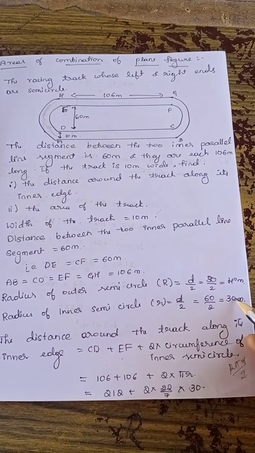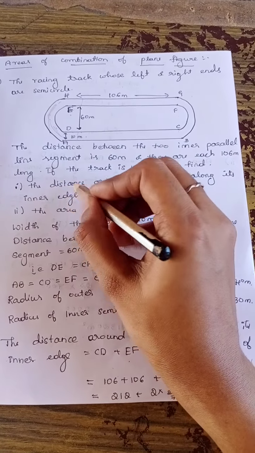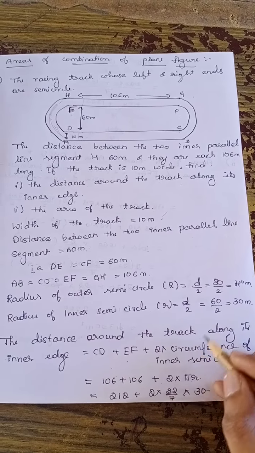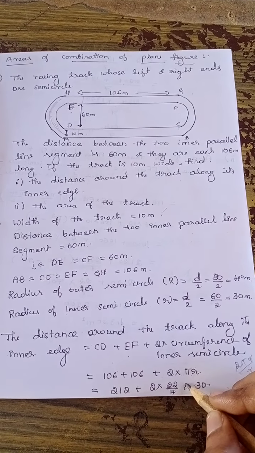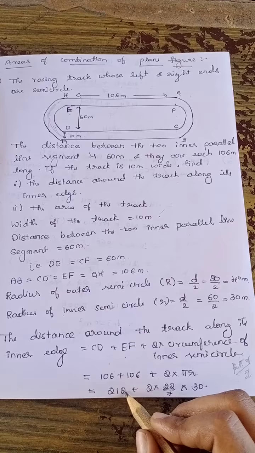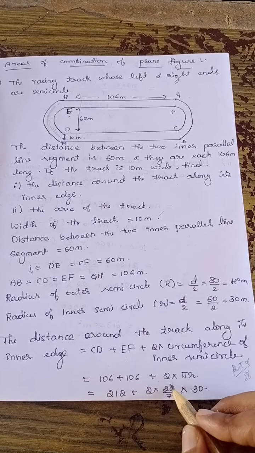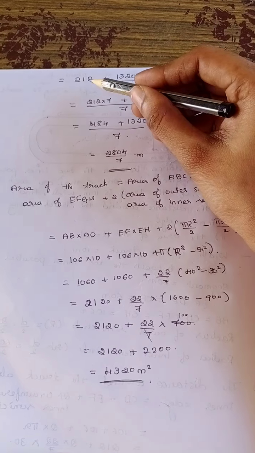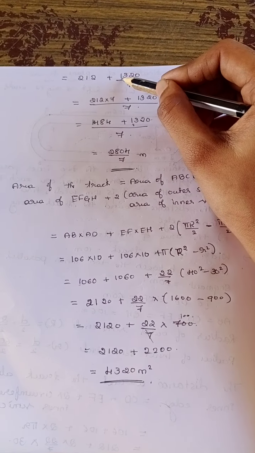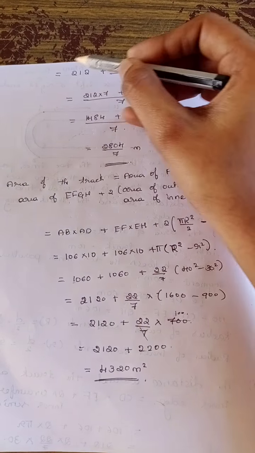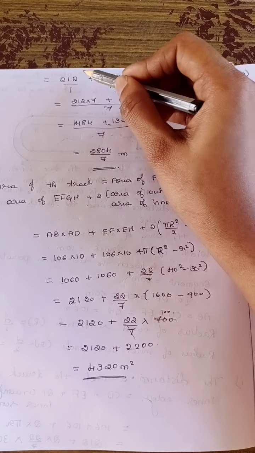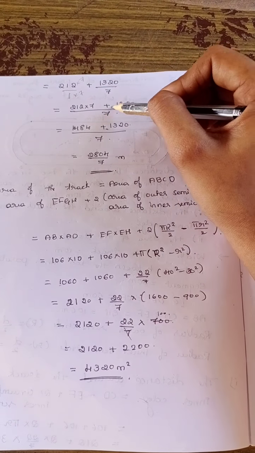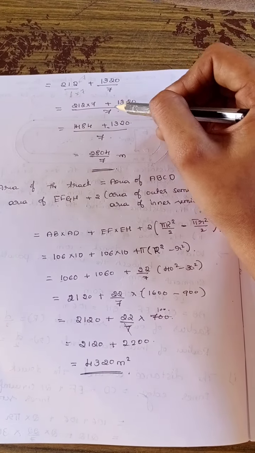Here r is equal to 30 meter because we are taking only the inner edge. The radius is 30 meter. Substitute the values in this formula. We will get 106 plus 106 is 212, plus 2 times pi, with the value 22 by 7, into 30. After solving this, we will get 212 plus 1320 divided by 7. Here 212 is divided by 1, the LCM is 7, so multiply by 7 on both sides. We will get 212 into 7 plus 1320 divided by 7.